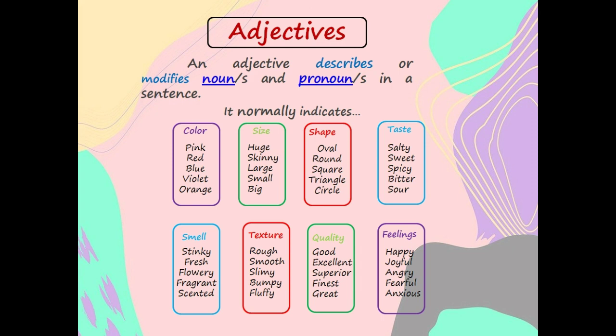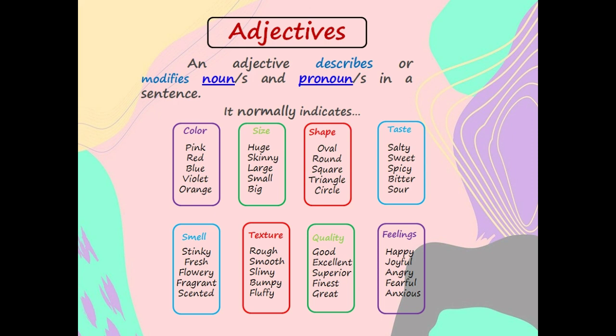First of all, let us learn what adjectives really mean. So here we say that an adjective describes or modifies nouns and pronouns in a sentence. It normally indicates color, size, shape, taste, smell, texture, quality, and feelings.